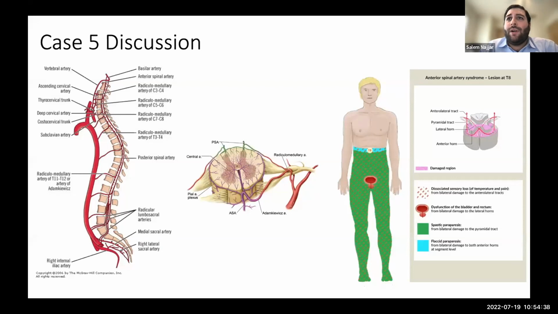So that's really important. Now we talked about ASA distribution of vasculature to the spinal cord, and if there's an issue with that, what it would present with. Now let's talk about what, if you messed up the PSA, that would look like. What sort of findings would you expect to see if you did a neurological exam? Loss of sensation. Okay, give me a little bit more detail.